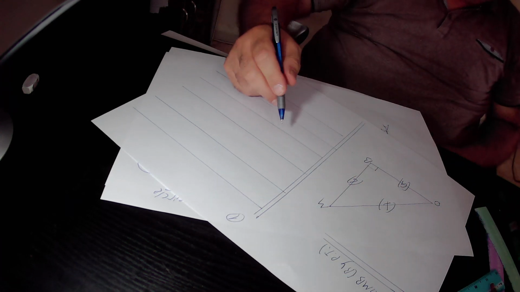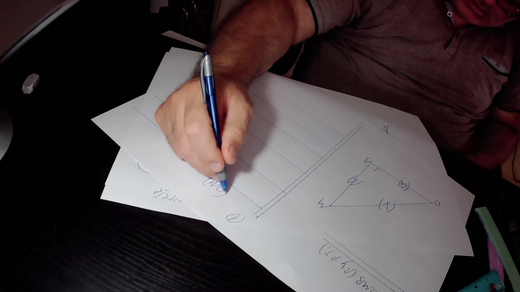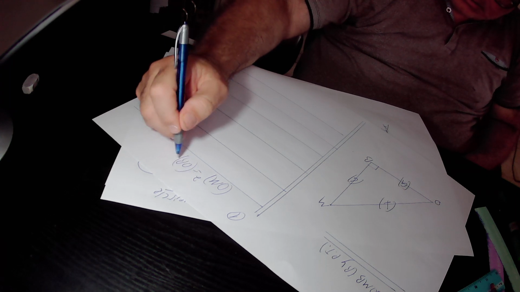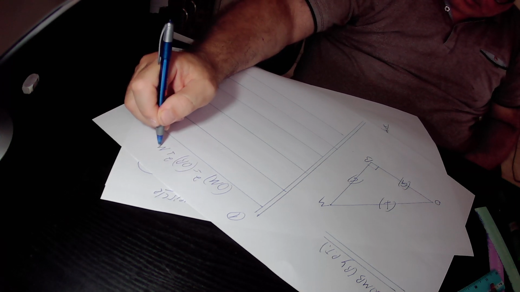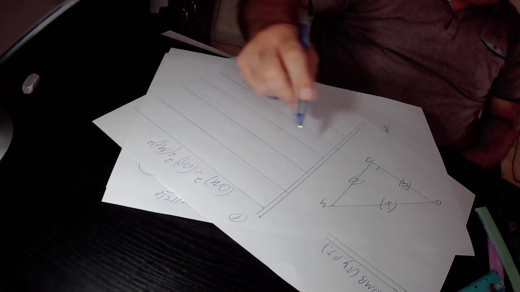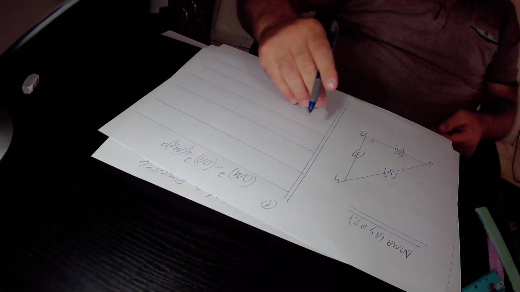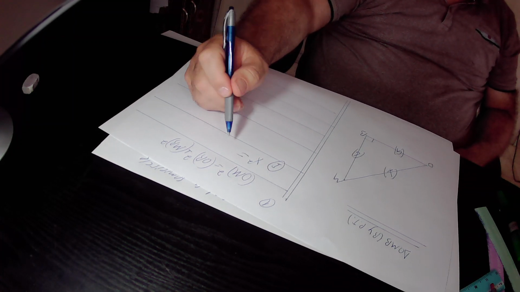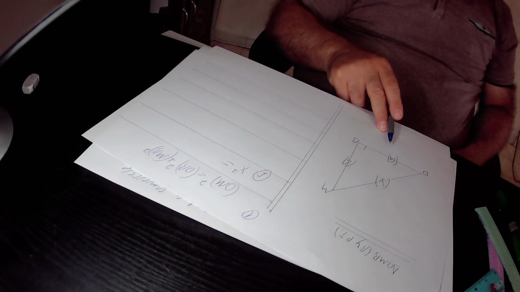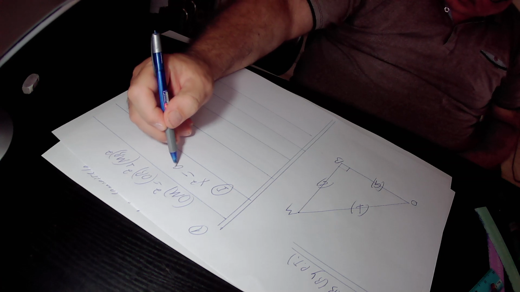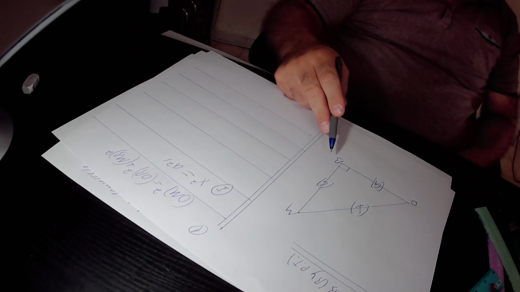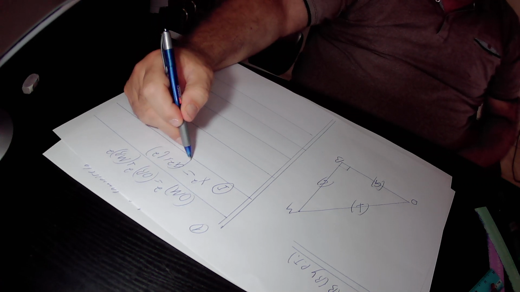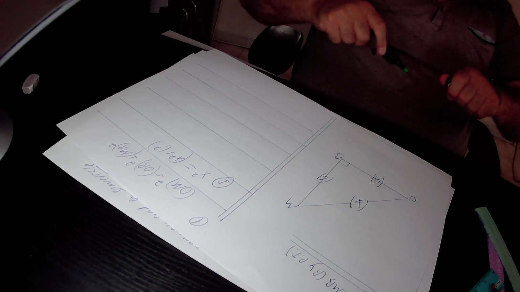So OM squared, that is the square of the hypotenuse, is equal to OB squared plus MB squared. OM is x, therefore OM squared is x squared. And it is equal to OB squared. OB is a, therefore OB squared is a squared plus MB squared. MB is b, therefore MB squared is b squared. So in total, according to equation 1, we found out that x squared equals a squared plus b squared.